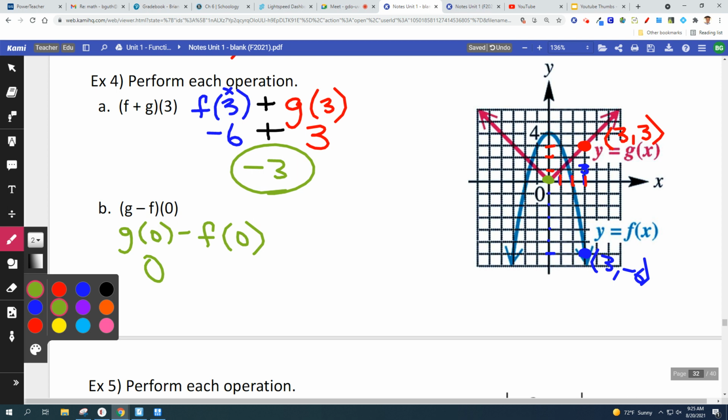Now you look at the f function. F of 0 corresponds to this point right there. F of 0 equals 4. Very good. So all I'm doing is 0 minus 4 is negative 4.